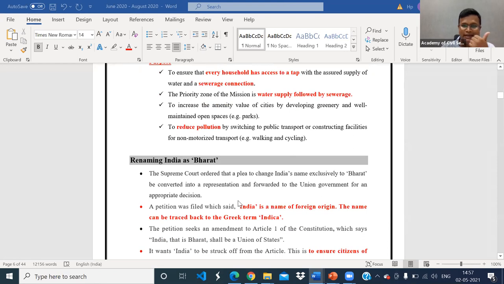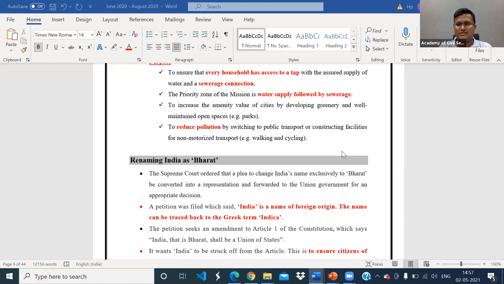Next one, renaming India as Bharat. All of you know Article 1. Because of this, Article 1 might come in the question. Article 1 tells that India, that is Bharat, is a union of states. Yes, India, that is Bharat, is a union of states. That is Article 1.